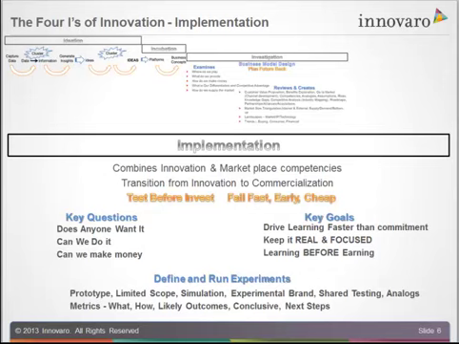Second one is keeping it real and focused. And by that, we really mean use real projects. Don't use things that are simply not going to be real. Get the people who own it involved in making this happen, right? And it's about learning before earning. And in this, we define and run experiments. And there's a number of different kinds between prototypes and simulations and experimental brands and all those kinds of things.